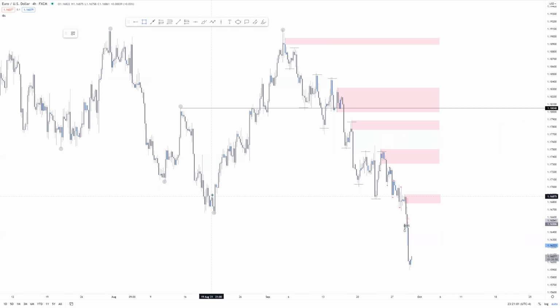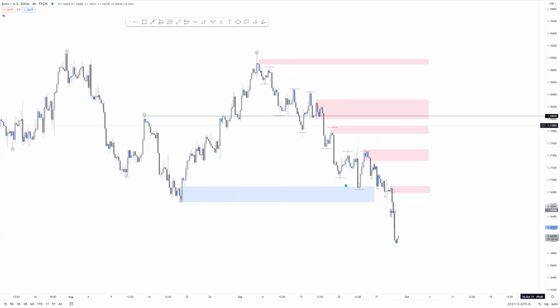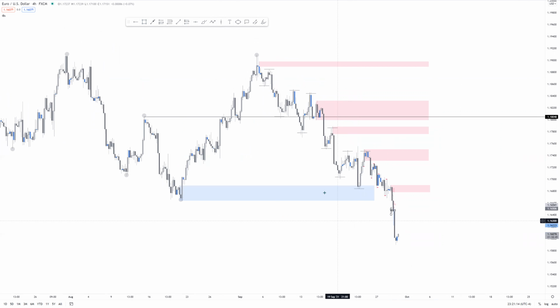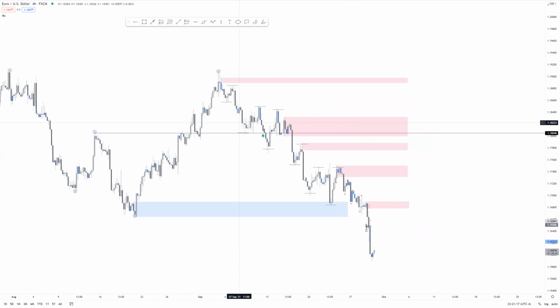So this was the H4 demand that caused this move, right? This entire up move was created by this demand level right here. So we traded down into that level. Now, while that's true, we had been respecting structure.